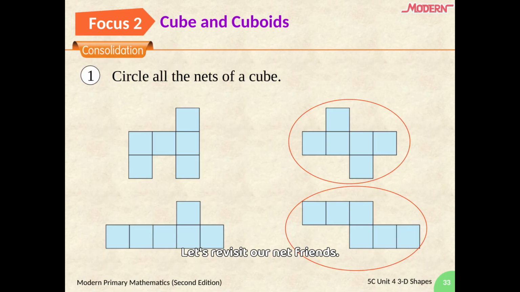Let's revisit our net friends. Out of these 4 patterns, which ones are true cube nets? Use your mental folding. Pattern 1, overlaps. No good. Pattern 2, wait, that's our old friend the cross.